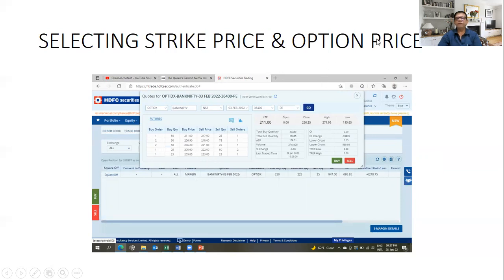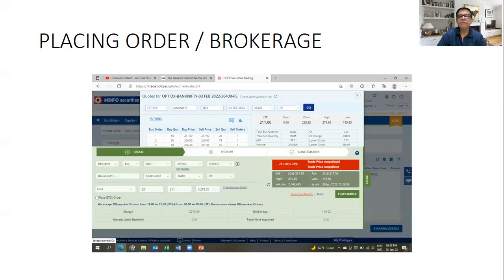Now, selecting a strike price and option price. Here I have taken Bank Nifty for February 3rd. I've chosen a strike price, and PE stands for put option. At that particular expiry date, at this strike price, for a put, the price is 211. So if I buy this option at this strike price, I can enter the lot 25. It gives me how much is my brokerage and what is the margin which they will hold till I square it off.